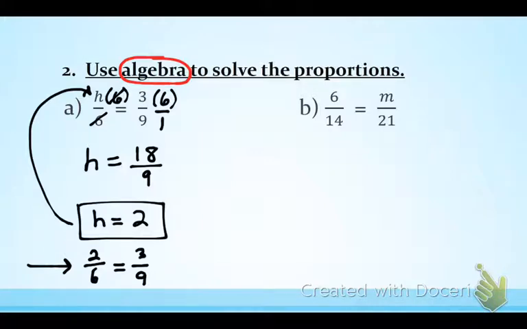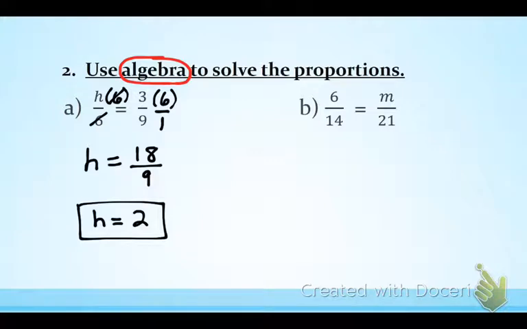Now, you don't need to show me your work when you're checking it. You can do it in your head. You can show me the work if you want, but you don't need to. Our answer is H equals 2. I want you to show me that you understand it and go ahead and do B on your own.